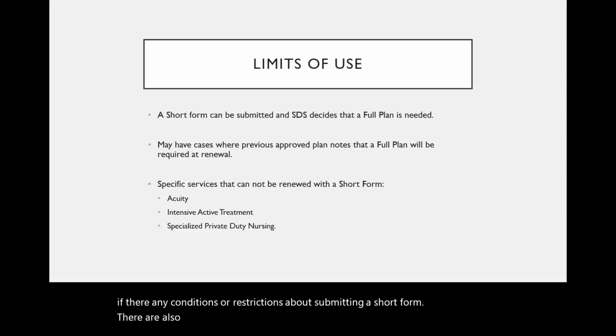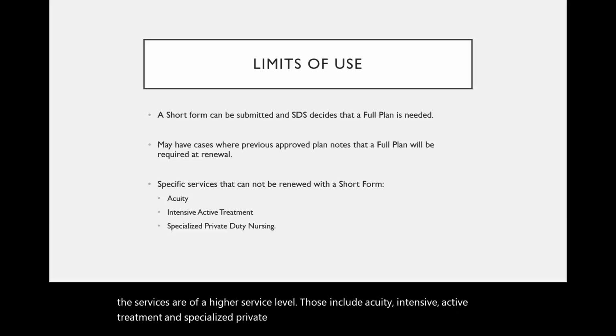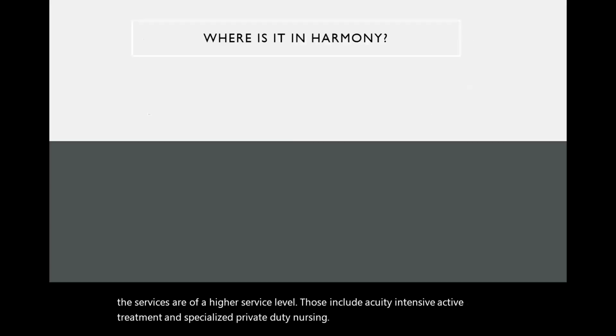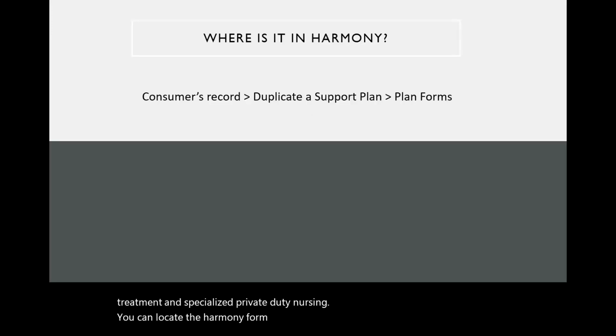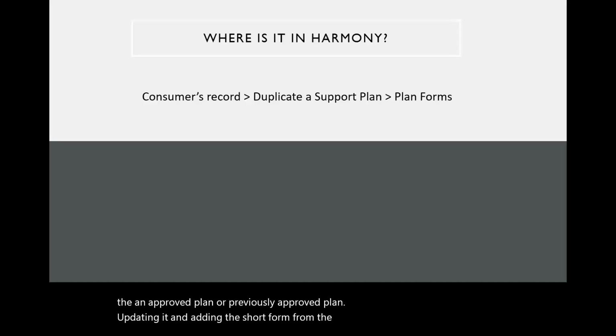There are also certain services that cannot be renewed with a short form because the services are of a higher service level. Those include acuity, intensive active treatment, and specialized private duty nursing. You can locate the Harmony form by going into the consumer's record, duplicating an approved plan or previously approved plan, updating it, and adding the short form from the plan forms page.